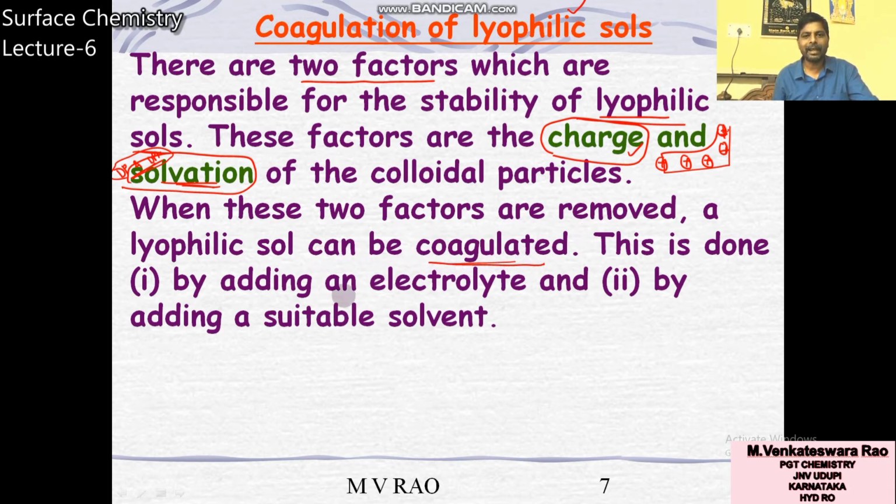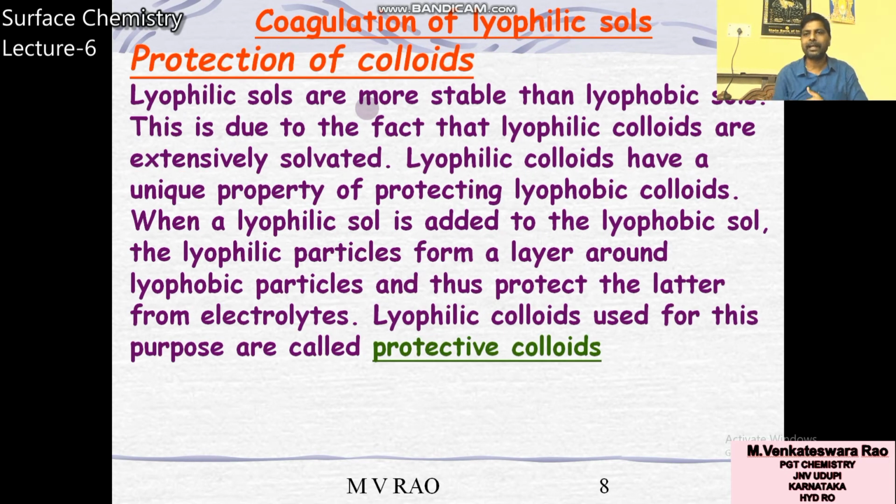This is done by adding an electrolyte. That means if you add an electrolyte, these colloids will lose charge. By adding a suitable solvent, the interaction between dispersed phase and dispersion medium becomes weak. So lyophilic sols can be coagulated by removing charge and solvation, by adding an oppositely charged electrolyte and solvent.